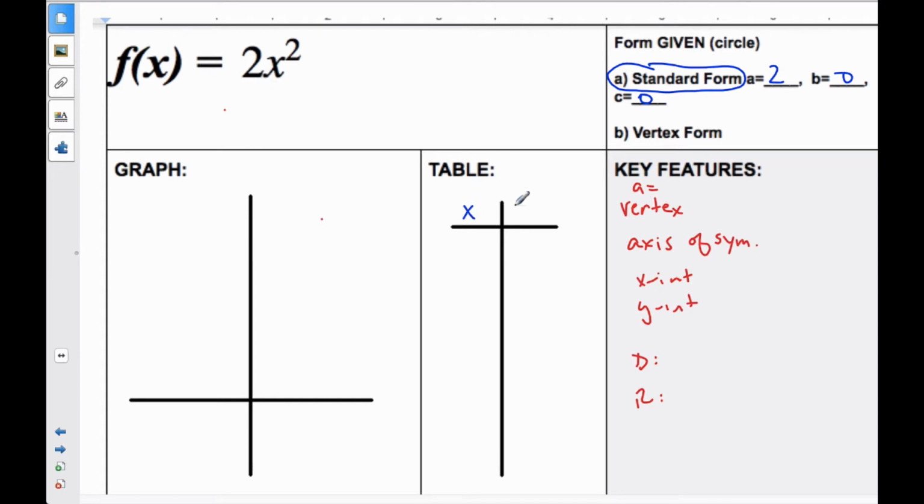So here is our table, f of x and x. And let's put some values on here. So 1, 2, 3. So let's start with the easy one. 0 is easy. I put 0 in there, and 0 squared is 0 times 2, and I get 0.